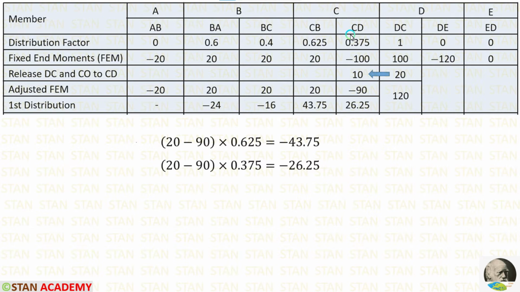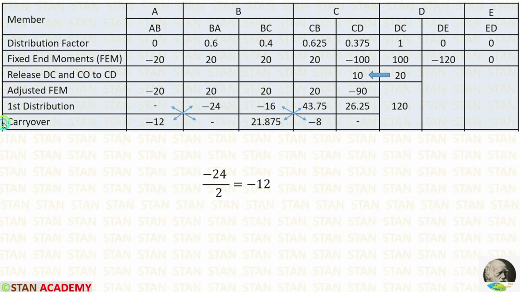Now let us do the distribution for CD. For that, we have to add these two values and then multiply with the distribution factor at CD. When we do that, here also we are getting a negative value. So we are entering inside the table as positive. Now let us make the first carryover.